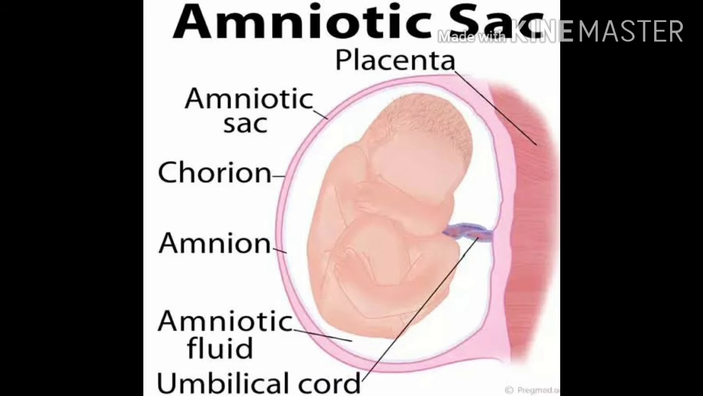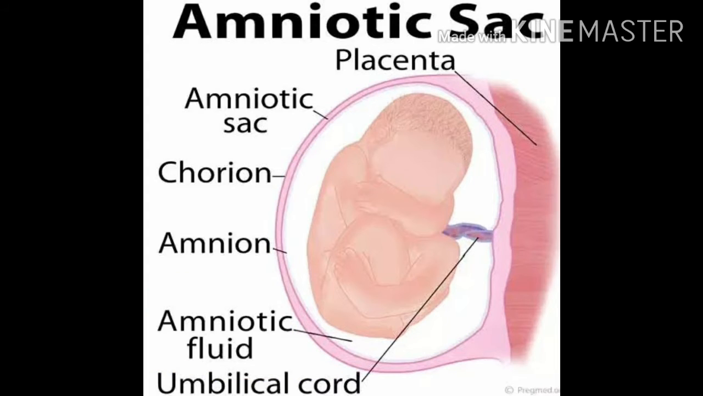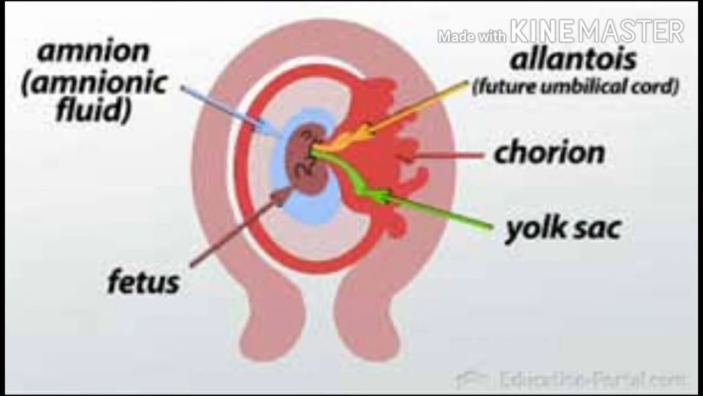Another membrane, the amnion, grows around the embryo. The cavity within the amnion becomes filled with a fluid called amniotic fluid. The embryo develops in this fluid-filled cavity, which keeps it moist and protected from minor mechanical injuries.